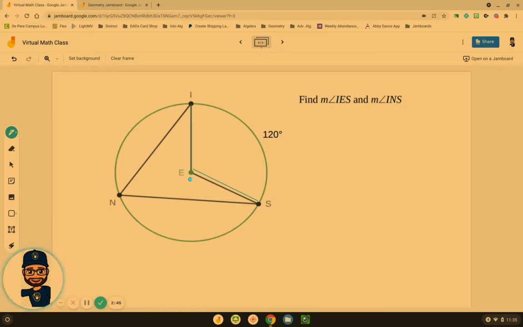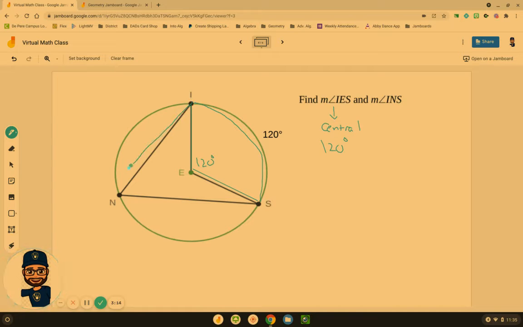Does that go through the center? Yeah. This one's the central angle. And if it's central, it's equal to its arc. Well, what's the arc from I to S? It's 120. So the angle has to be 120 because it's a central angle. So they're equal.